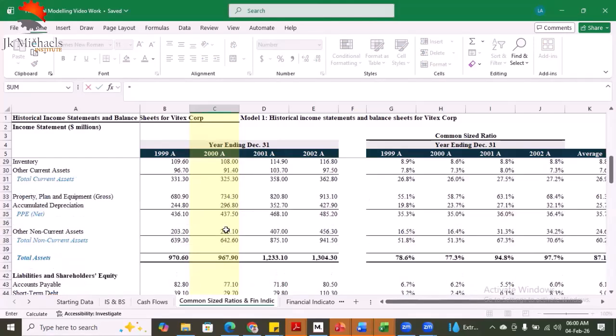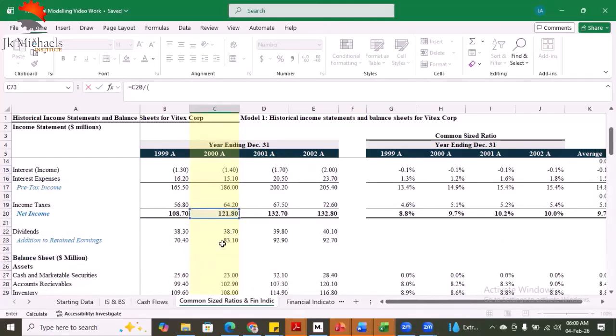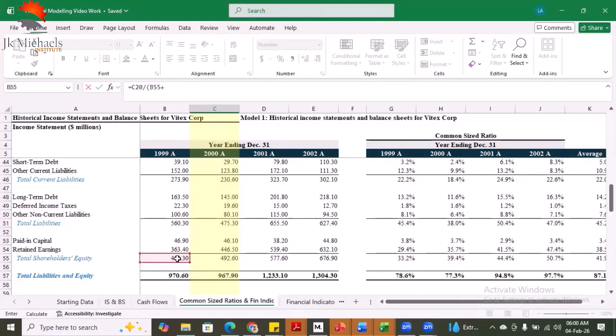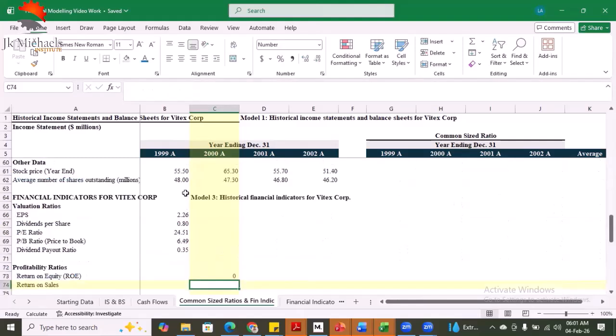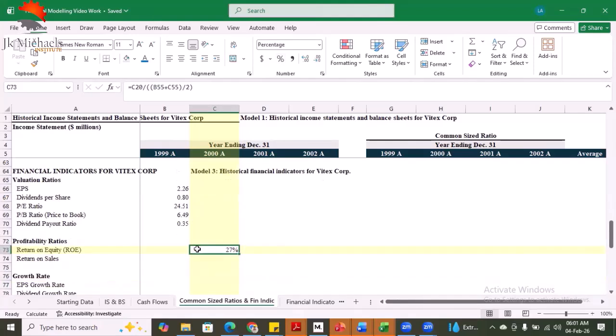Net income, which is 2, divided by the previous year's shareholders' equity plus the later year's shareholders' equity, and then dividing it by 2, and then put this in brackets so I don't mess up my calculations. And this is our return on equity. Let me make it out in percentages. This is about 27% or 0.27.